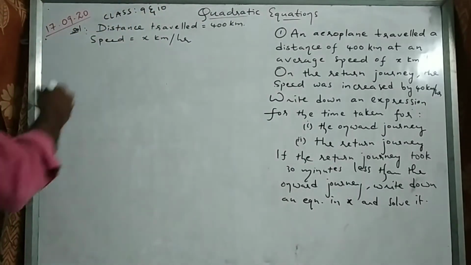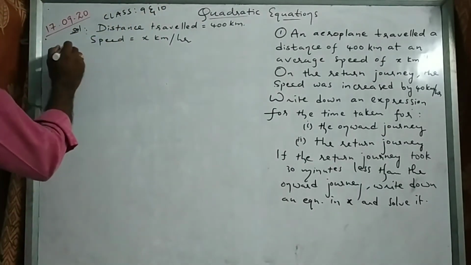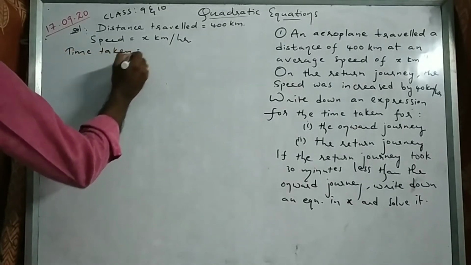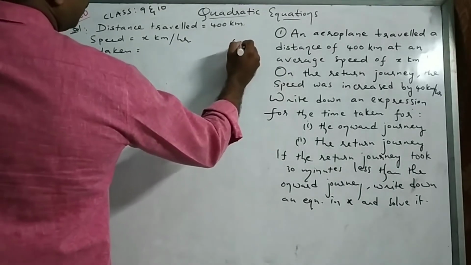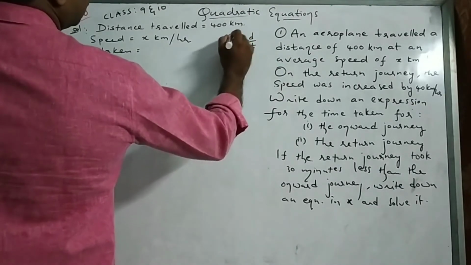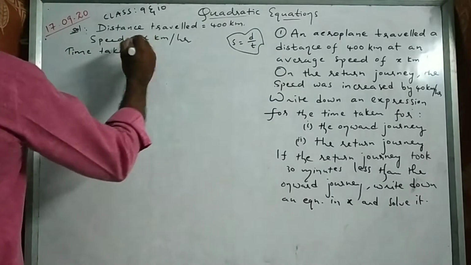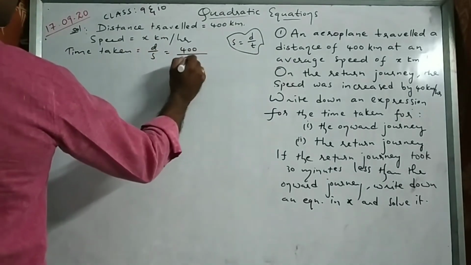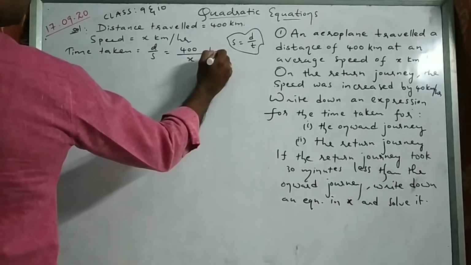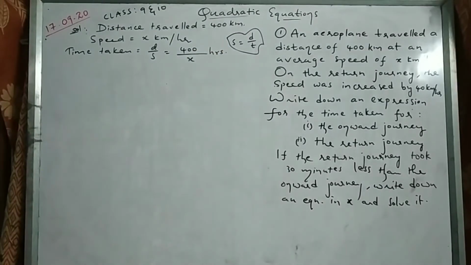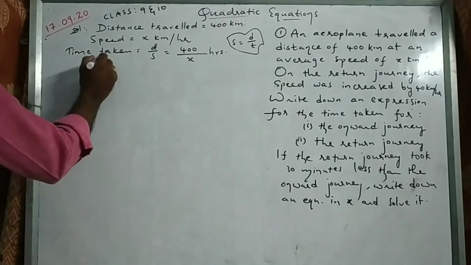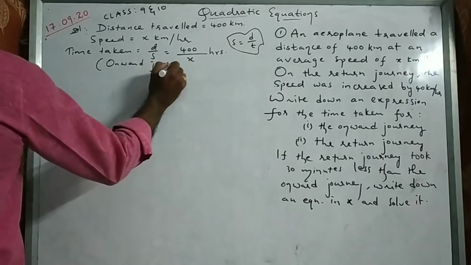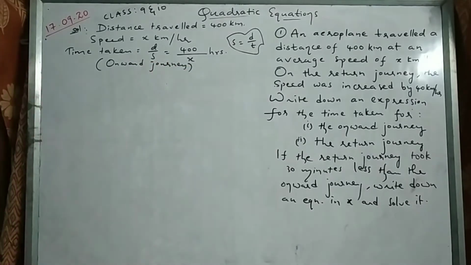Now I'll write the time taken. Time taken is equal to, what do you have, formula? So time is equal to distance by speed. What is the distance here? 400 upon speed, x hours. This is for the onward journey. Time taken for onward journey.